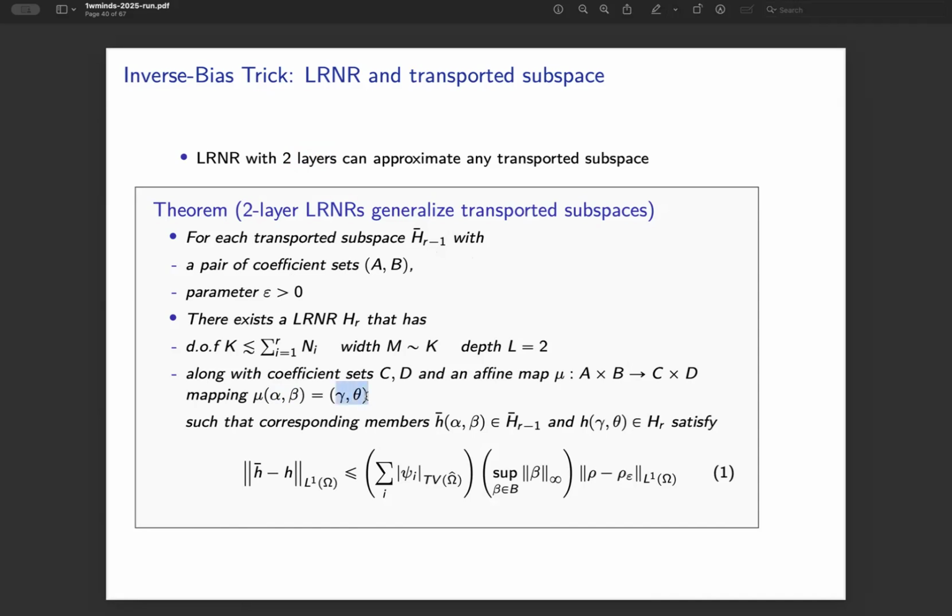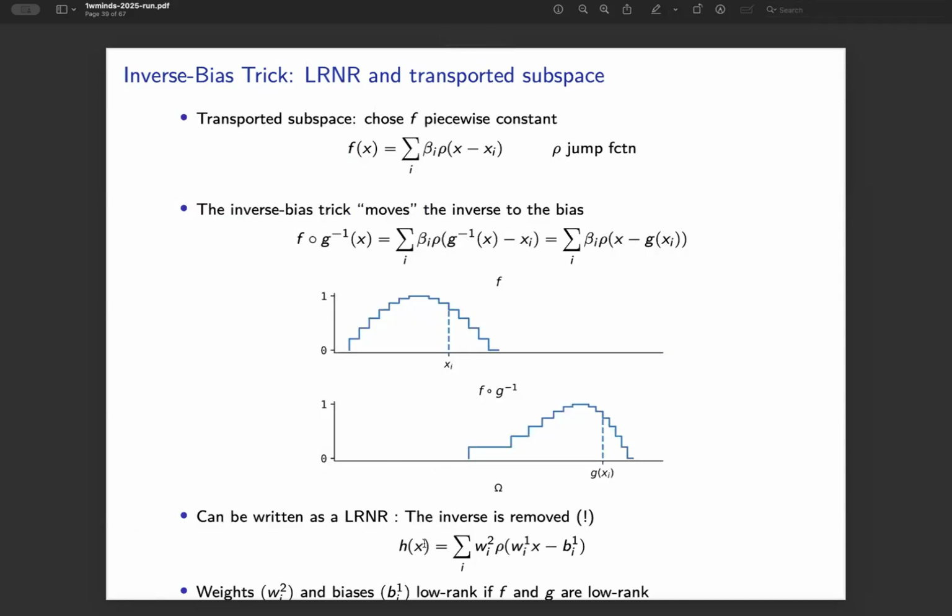I called this S before, but in this theory work we use gamma and theta, because I think we use S for something else. I think S is the shock speed in that paper. So sorry about that. But these are the coefficient parameters of the learner. And it's not really hard to see that these objects, where you set some rank for these weight matrices in the learner, are essentially equivalent to F composed with the G inverse, which is in this form.